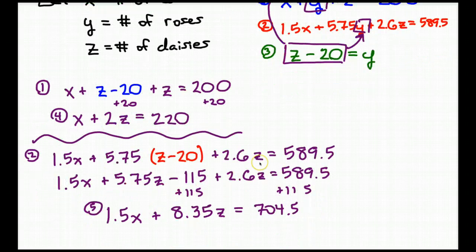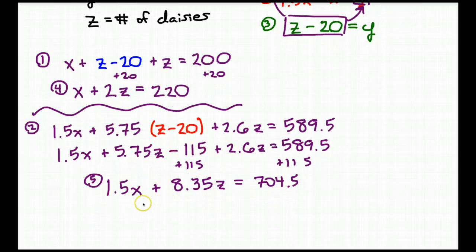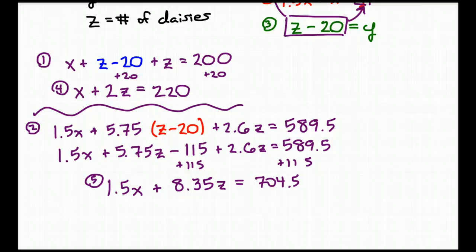Equation 2 had a little bit more work, some distributing, combining like terms with decimals, but that ended up giving me 1.5x plus 8.35z equals 704.5. Okay, so that gave me 2 equations, both with an x and a z. If you have 2 different equations, maybe with an x or a y and a z, that's okay. Those might be correct. Just plug those in on your calculator just like I'm going to do, and let's just see if we get to the final answer at the end.